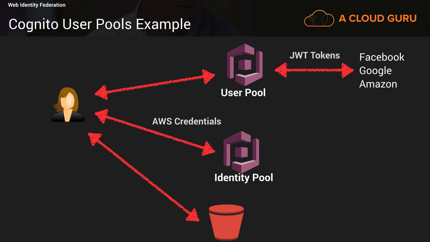And Cognito handles all this for you. You don't have to write any special code for your application. It manages receiving the JWT tokens from Facebook and the exchange of those tokens for AWS credentials.